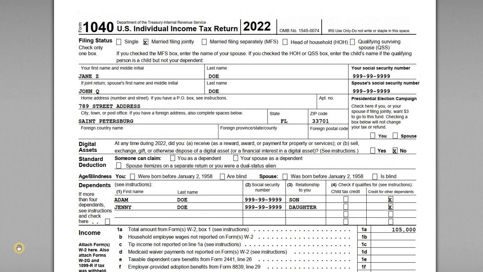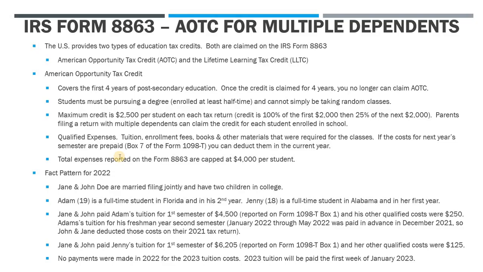All right, in addition to this, I do have one slide which I want to go through first, just to cover some background information on the American Opportunity Credit itself, and then go into more detail on the fact pattern that we're going to be working with.